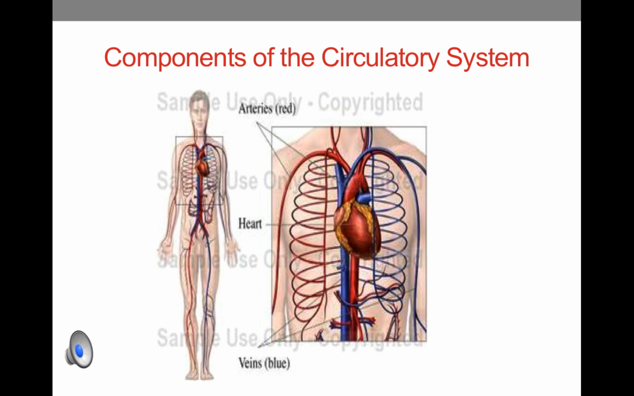Arteries carry oxygenated blood away from the heart to the body, and veins carry oxygen-poor blood back from the body to the heart. The third is blood itself. Blood transports nutrients, hormones, oxygen, and other gases to and from cells.